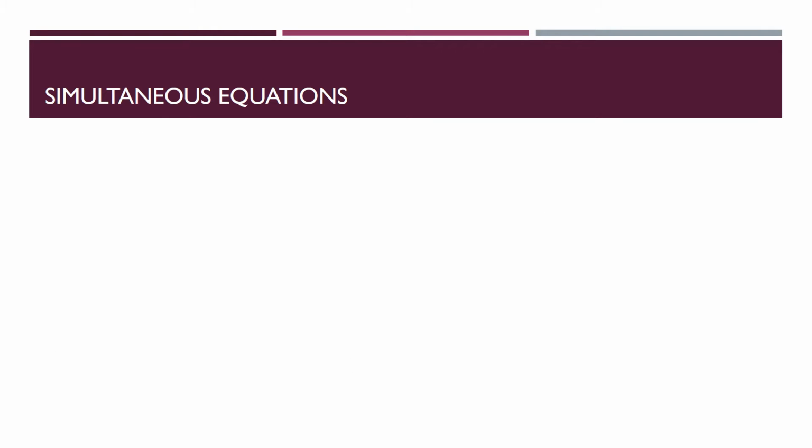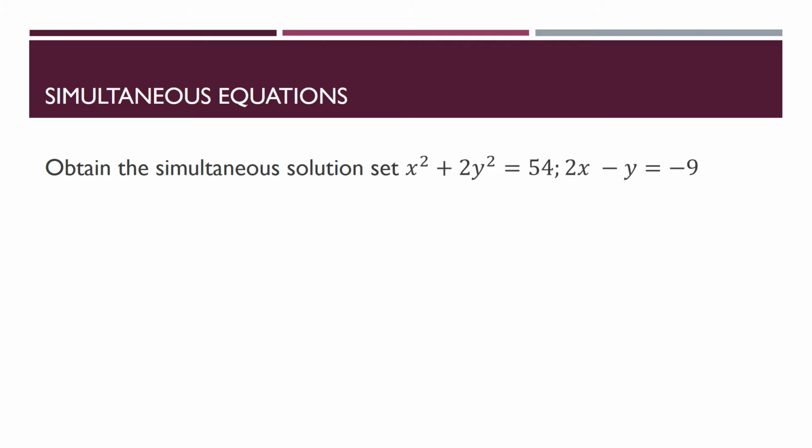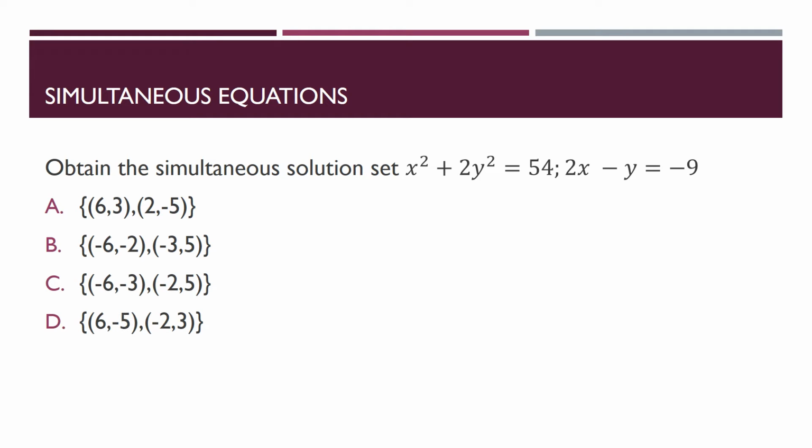Our second problem will be on simultaneous equations. We have two simultaneous equations here: a quadratic equation and a linear equation. We have options A, B, C, D, and E, which says none of these. Let's see, do we have an answer, and if we do, what option has the answer?